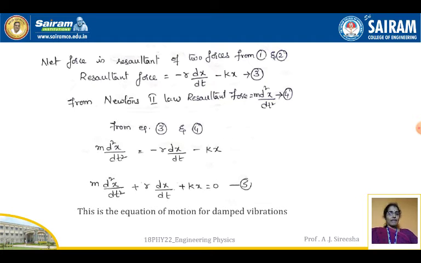That means the left hand side is the resultant force and the right hand side of the equation is the resultant force, which has a negative sign, or the negative displacement. So rearranging the terms, m d²x/dt² + R dx/dt + kx = 0. This is the equation of motion for the damped oscillations or the damped vibrations.